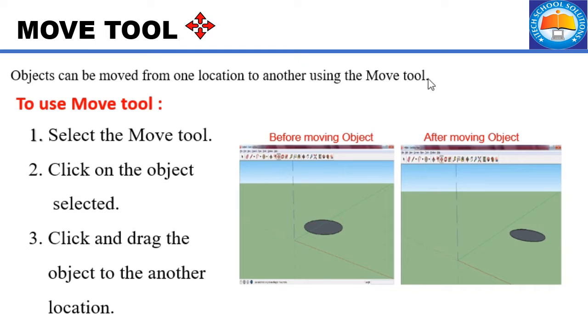What is the use of move tool? Using move tool, you can move the objects from one location to another location. For that, you have to follow these steps. That is, select the move tool. Click on the object so that the object gets selected. Click and drag the object to the another location. Children, here is an example of an object before moving, after moving.